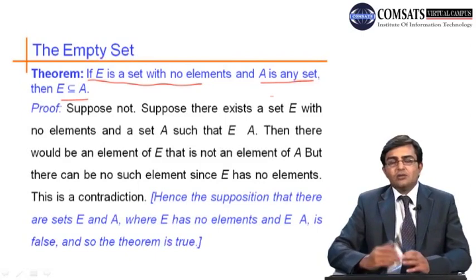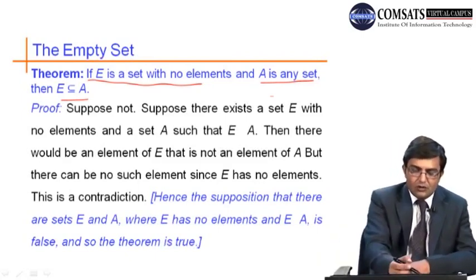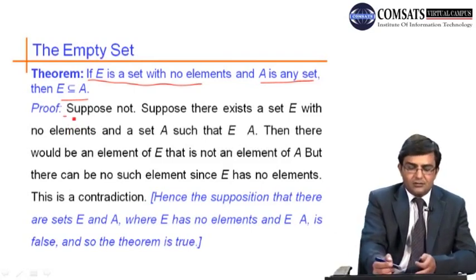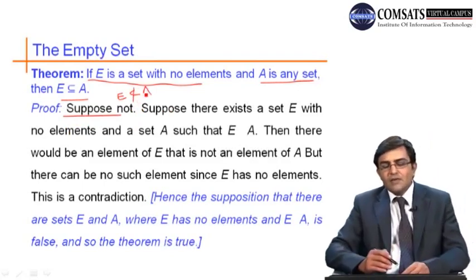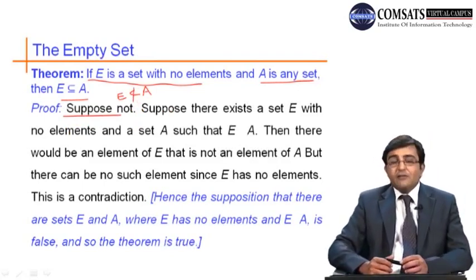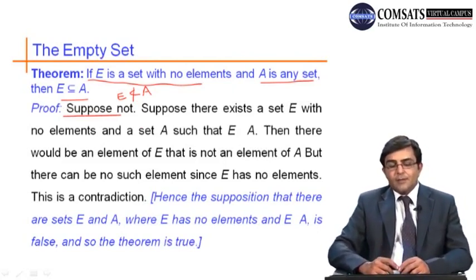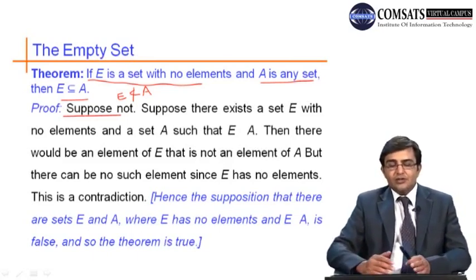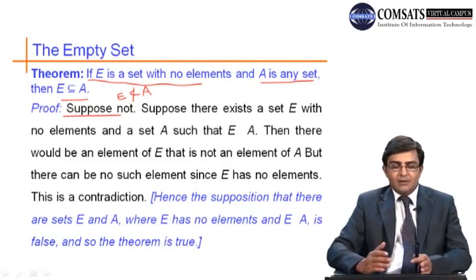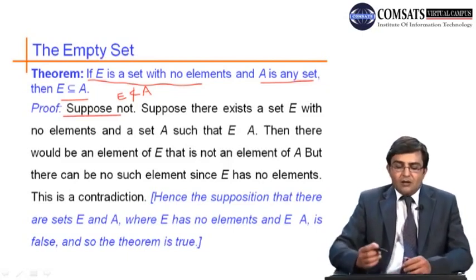We suppose that E is not a subset of A. Here we suppose not, meaning E is not a subset of A. We use the method of contradiction, and by the definition of proofs by contradiction, we suppose that the conclusion is false. Then we do some steps and should arrive at some contradiction.